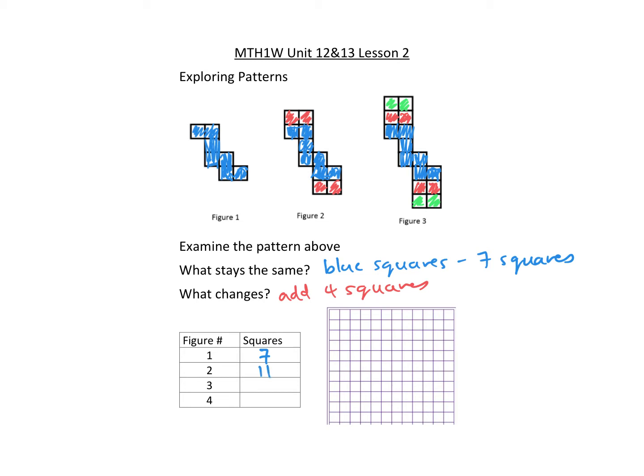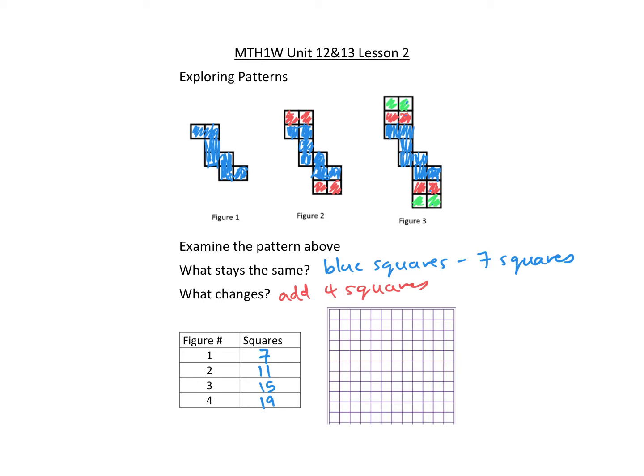In figure 3, we added another 4. So now we have 15 squares in figure 3. 2, 4, 6, 8, 10, 12, 13, 14, 15 squares. Okay, so I would expect in figure 4 to add another 4 squares, so that would be 19 squares. So what stays the same is the 7, and what changes is we're adding 4 to each diagram.